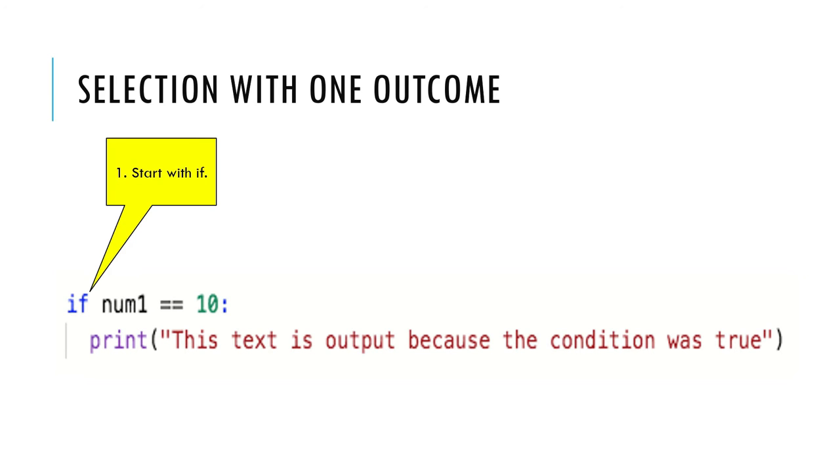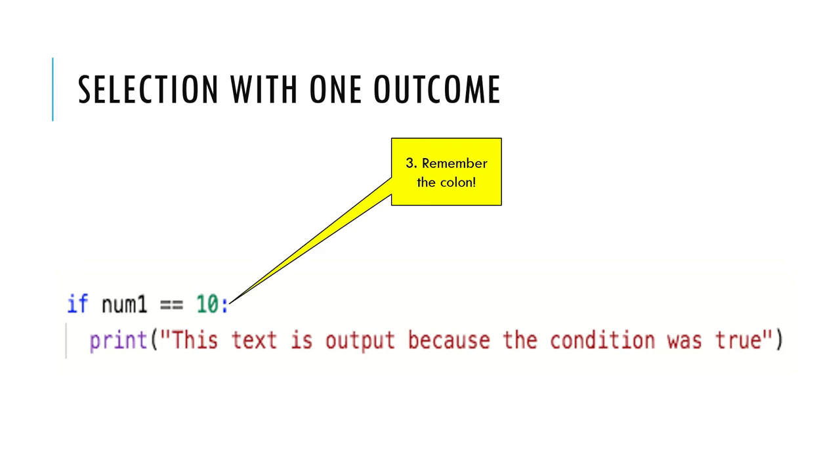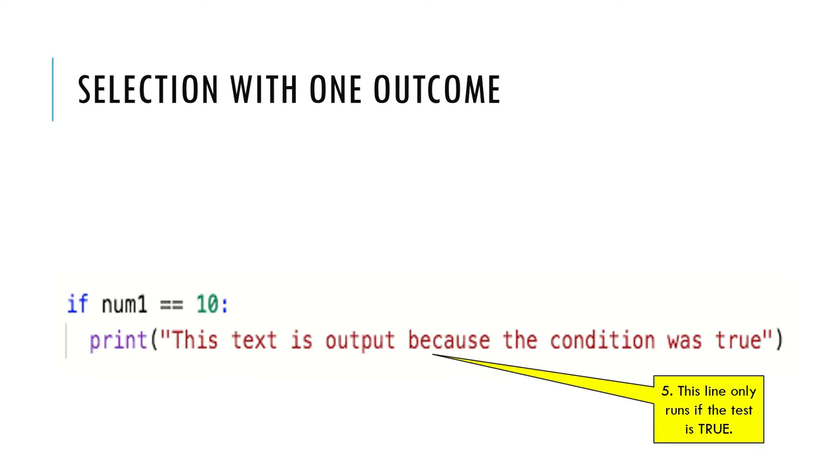Now, here are some little tips when you're writing your code. We always start if statements with the keyword if. We then want a condition that compares two pieces of data or two variables, or we can compare, say, user input to a piece of data. We then want a colon. We then indent the next line, and the line runs if the test is true.